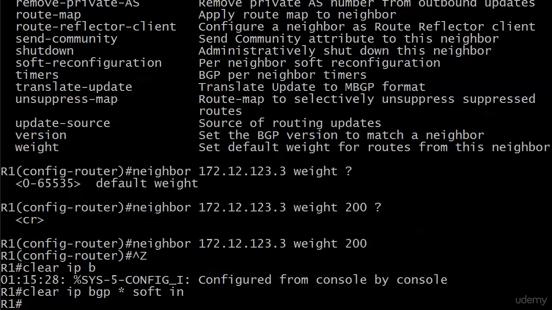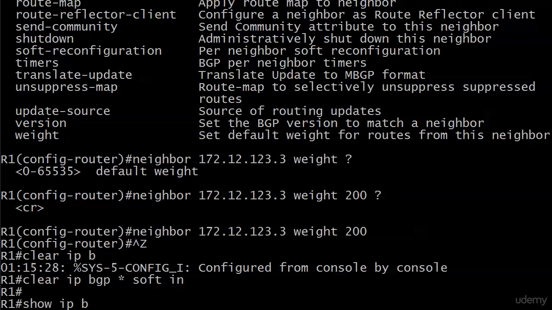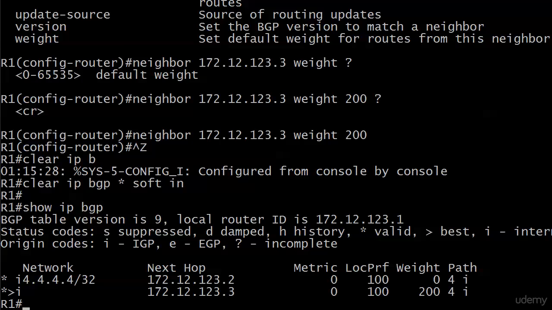Let's do a soft in there. And you can see the path selection has changed. The valid and best path is now the one with the next hop of 123.3. And you also see weight of 200 versus 0. And this is the very first attribute that's even considered. So that's the end of the process right there.